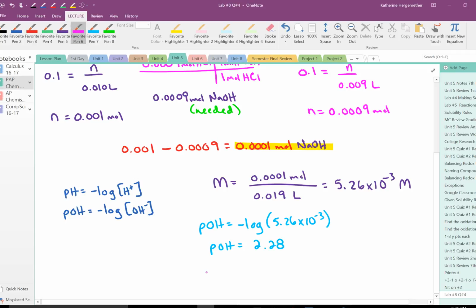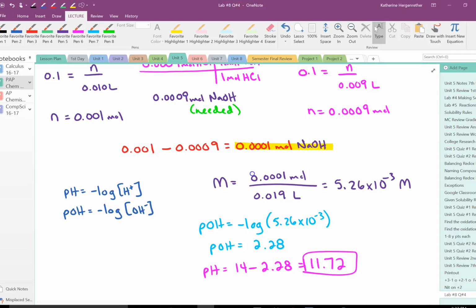And then to find pH, we would take 14 minus this, and get 11.72. And that's what our pH should have been. So you can look at your information and see how close you actually got to that value.